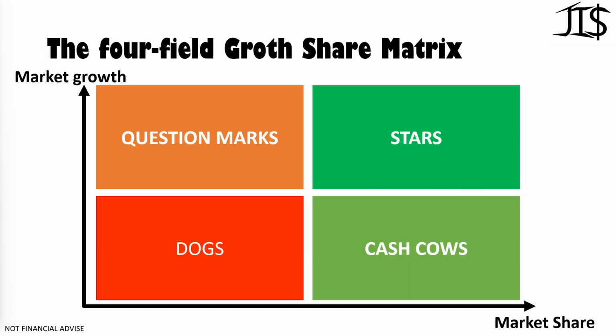And this is in fact how it was drawn up. So here you have the y-axis, the market growth from low to high, and then you had the market share axis from low to high, and low-low are the dogs, low-high are the question marks, high-low are the cash cows, and high-high are the stars.